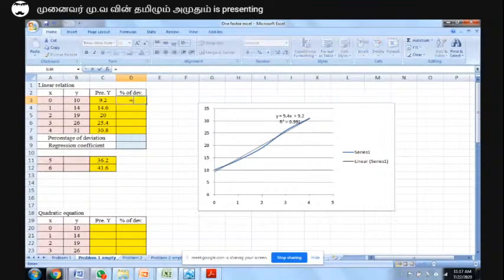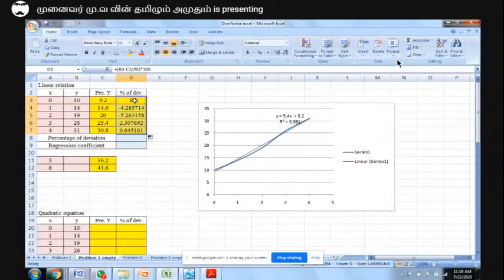Here I am doing equal to actual y minus predicted y divided by actual, into 100. This is the formula for getting the percentage of deviation. If the percentage of deviation is 8, and drag down.